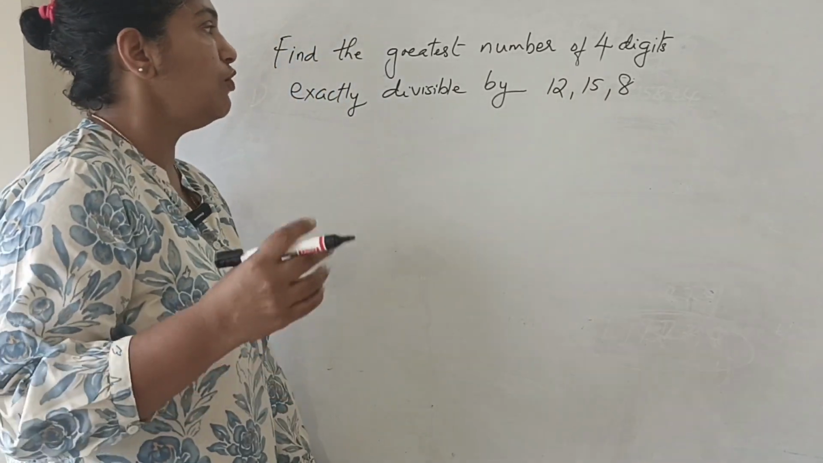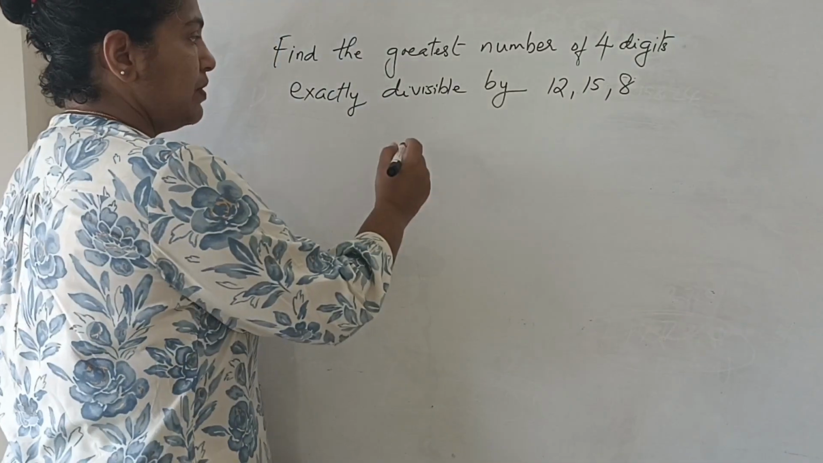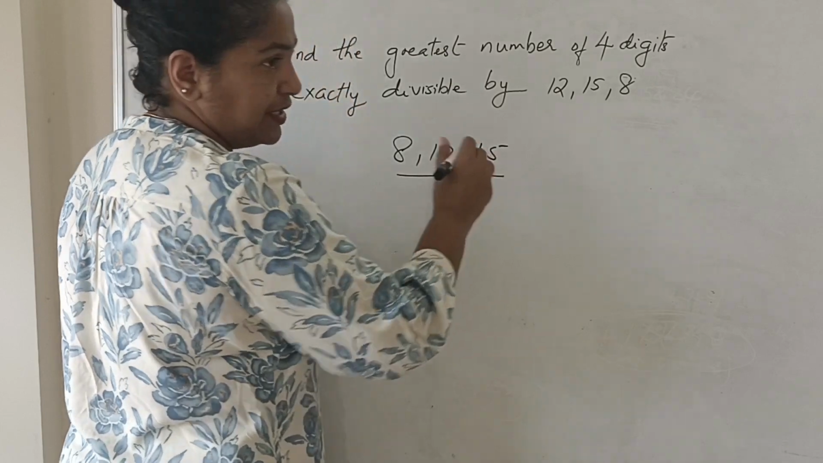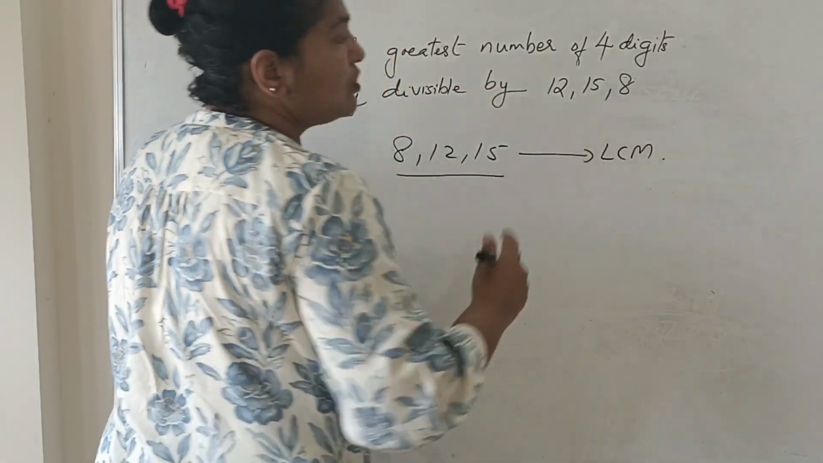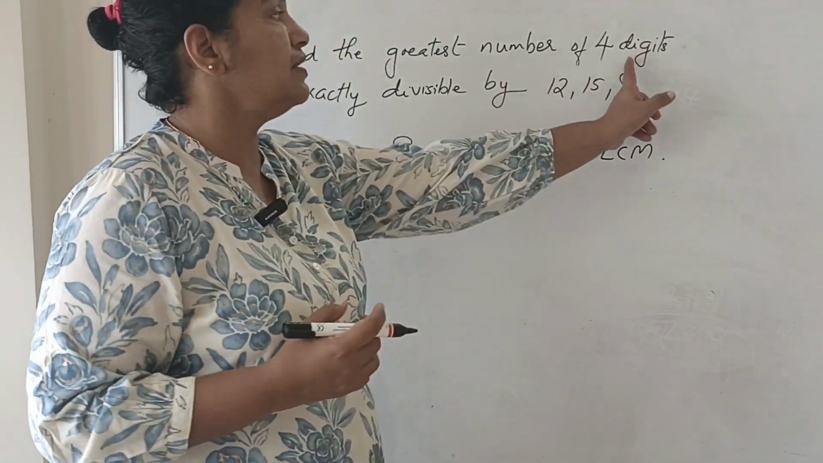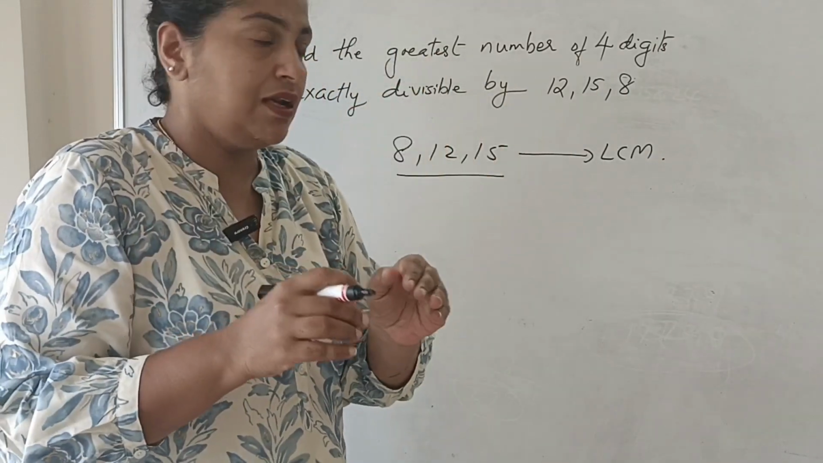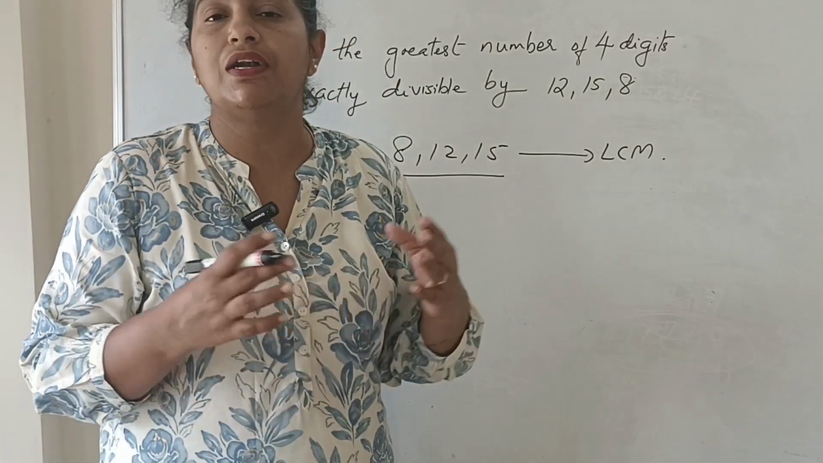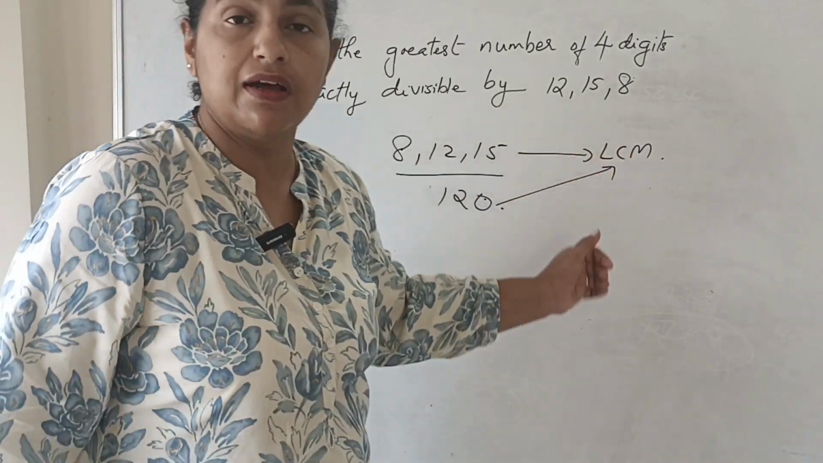Let's do one more similar sum. Find the greatest number of 4 digits exactly divisible by 12, 15 and 8. Now there is a number that is divisible by 12, 15 and 8. The least number is our LCM. Without finding the least number, it is going to be a very difficult task finding the greatest number of 4 digits. Now you know that any other number that is divisible by all these 3 numbers has to be a multiple of LCM. So here we are getting the value of the LCM as 120.